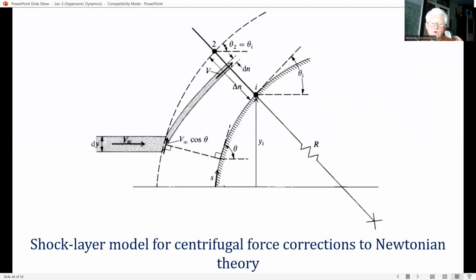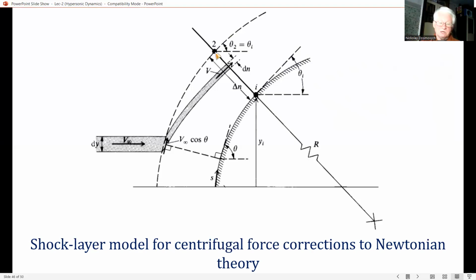The streamline coordinate is drawn from point i over the distance delta n. As a result of this assumption, because the surface at point i is at angle theta_i with respect to the free stream, the angle at point 2, the outer edge of the layer where we have the dashed line, with respect to the free stream is also theta_i. The same theta_i, and here theta_i.